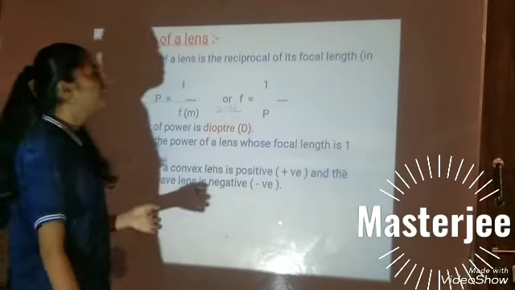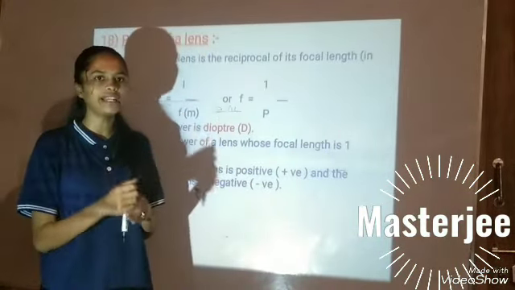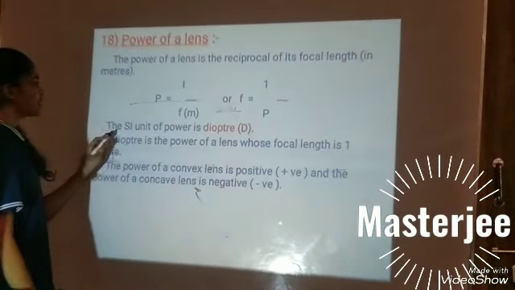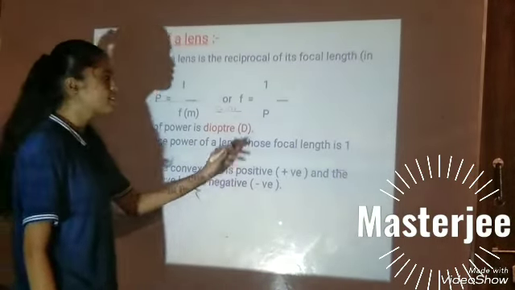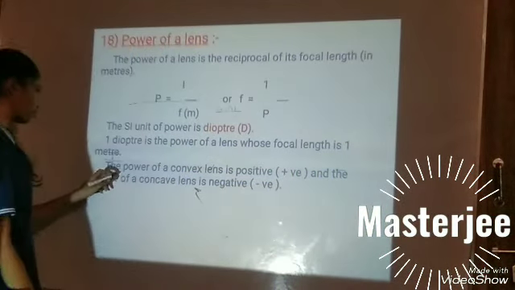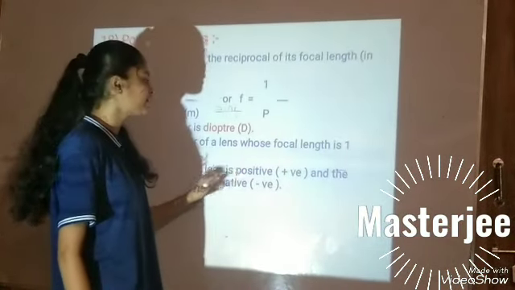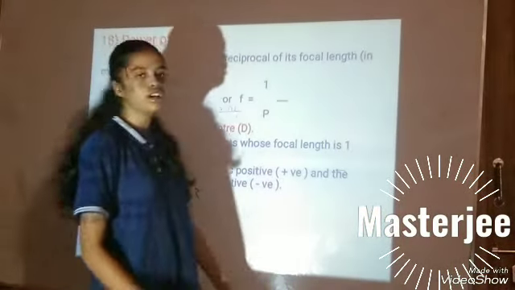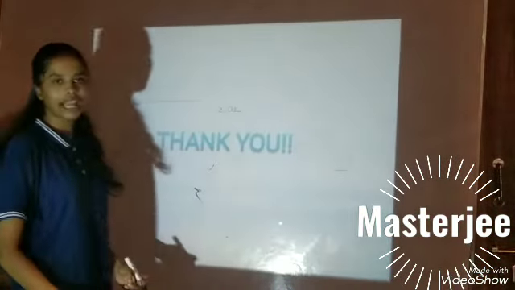Power of a lens. Power of a lens is defined as the reciprocal of focal length, or it is the ability of the lens to converge or diverge a beam of light. The SI unit of power is the diopter, and one diopter is the power of a lens which has a focal length of 1 meter. The power of a convex lens is positive, as the focal length of the convex lens is positive, and the power of a concave lens is negative, as the focal length of the concave lens is negative. Thank you.